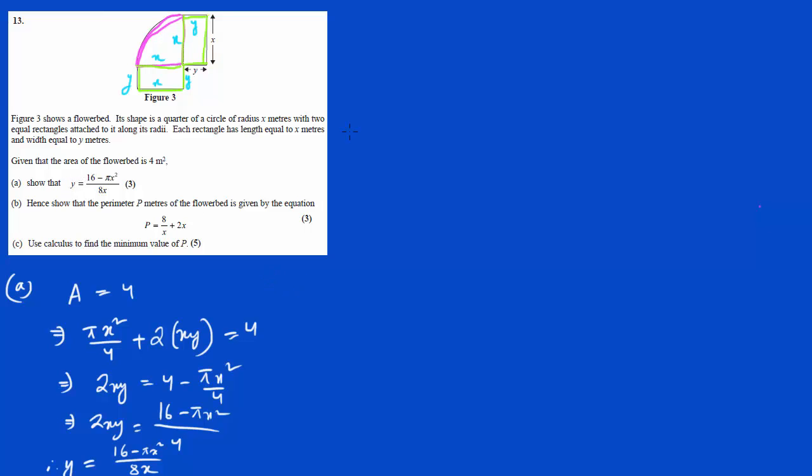Question number B. Here what we have to do is show the perimeter is this. Now remember, perimeter is the total length of the boundary. So we have this arc length, a portion of the circumference. That perimeter would be, circumference is 2 pi r, r is x, divided by 4. So we have this length. Then we have this one. Since this is inside, that is not the boundary. This is y.